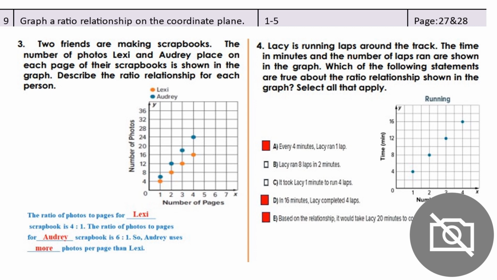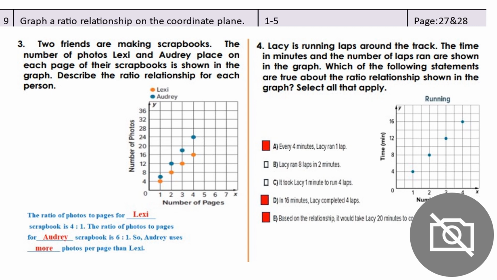Here you see Lacy is running laps around the track. The time in minutes and the number of laps run are shown in the graph. Which of the following statements are true? Let us see. Every 4 minutes Lacy runs 1 lap. You see 1 lap, how many minutes? 4. You see time is 4, so 1 to 4.